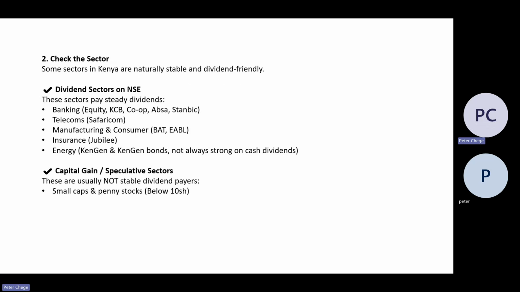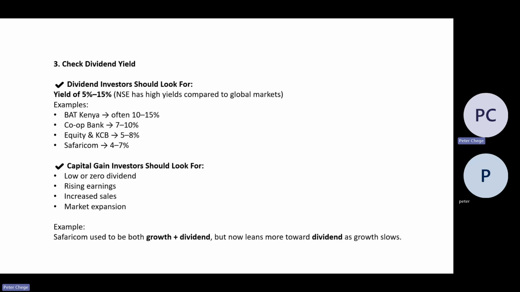Then for capital gains, you may want to get into shares for speculative purposes, maybe small caps and penny stocks. We'll come to these in detail next time so that you understand which shares you don't want to buy at the NSE and which ones you can speculate with.